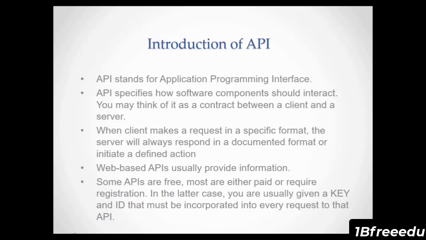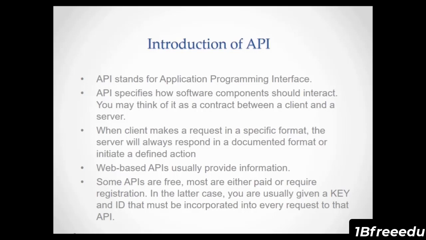You may think of it as a contract between a client and a server. So in general, it is a most famous way of communicating between any website. Taking Facebook or Google, it takes API to perform this particular action. So for example, let's take an example of AC. AC can be operated by using a remote. So this is an application, program and interface.